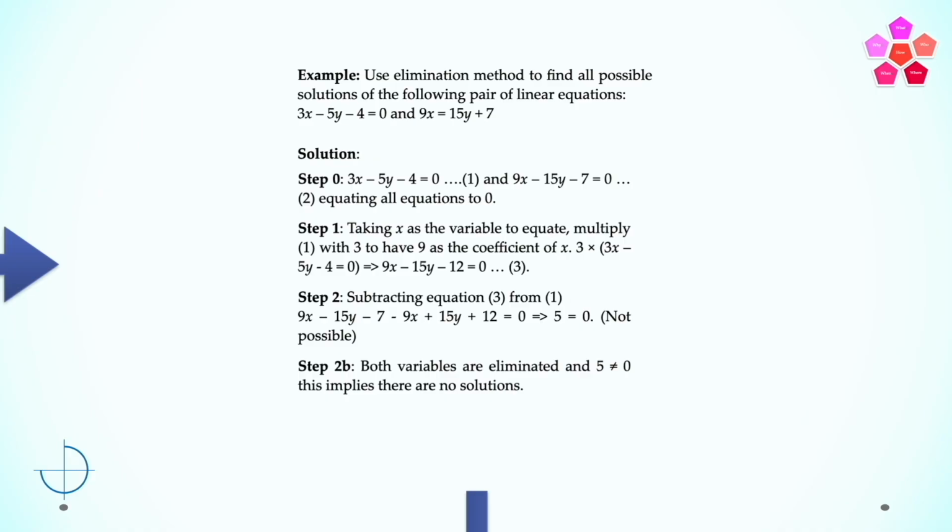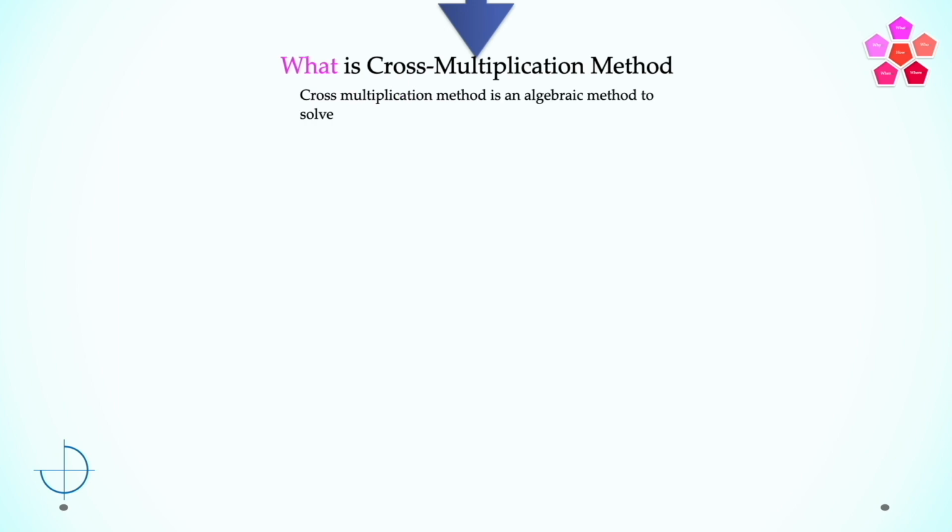Let's start with the last algebraic method to solve a pair of linear equations in two variables, and that method is called cross multiplication method. So what is cross multiplication method? Cross multiplication method is an algebraic method to solve a pair of linear equations in two variables. It is derived from the elimination method, but is very handy as it has a clear picture to it.